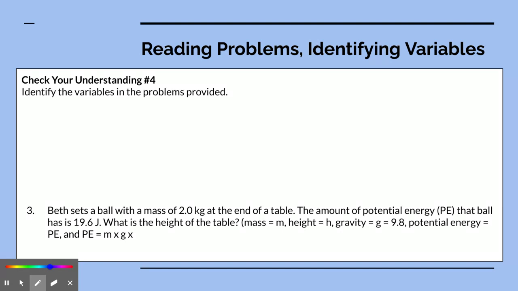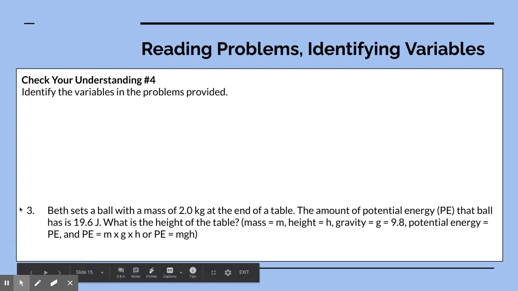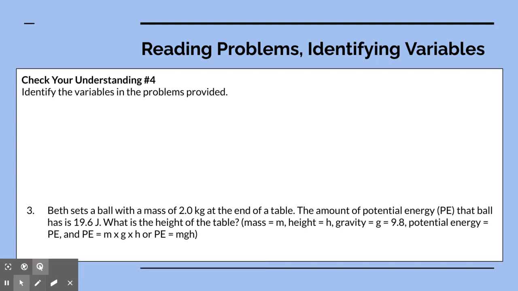And our equation here is PE is equal to M times G times H. Another way we can write that is PE is equal to MGH. So let's write down what we know and what we don't know. What we know is that there's 2 kilograms here. There's an amount of potential energy, it's 19.6. And it looks like we're asked specifically what the height is. So since it's asking what the height is, that's what we don't have.